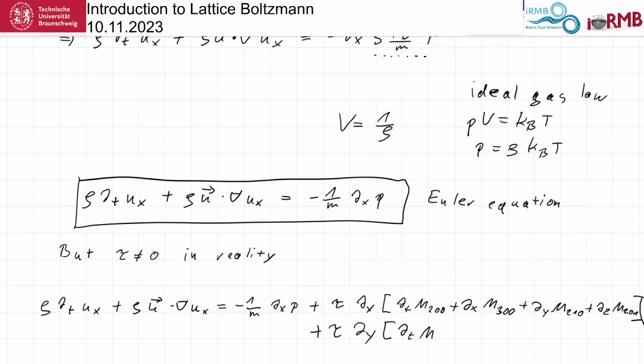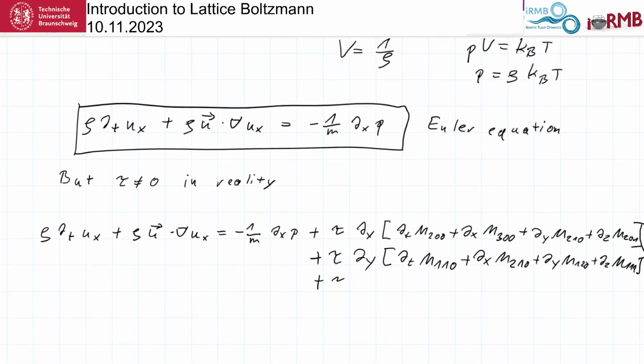Now, in addition to this, we have tau times dy. At this moment it was M110, right? So then this will be dt M110 plus dx M210 plus dy M120 plus dz M111. And the last one will be plus tau dz. Here comes dt M101 plus dx M201 plus dy M111 plus dz M102. Did I make any mistakes?